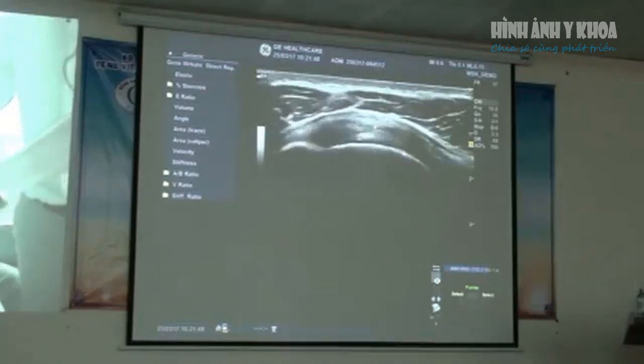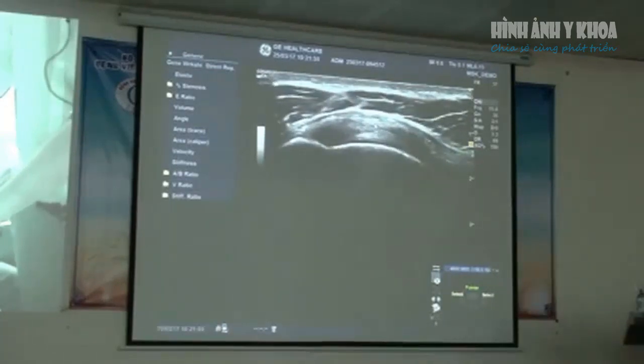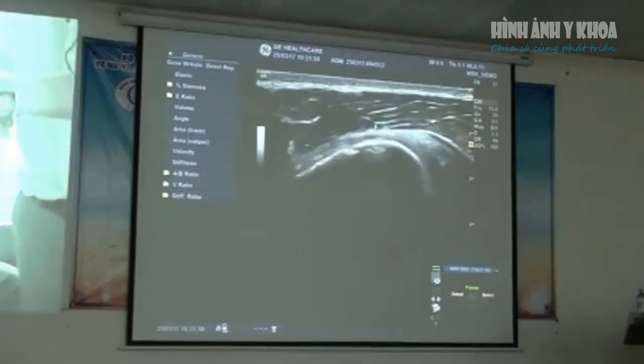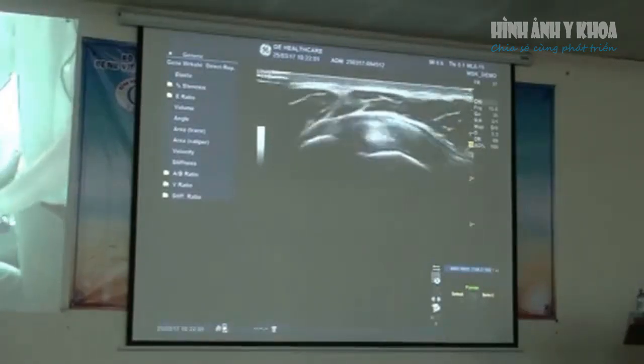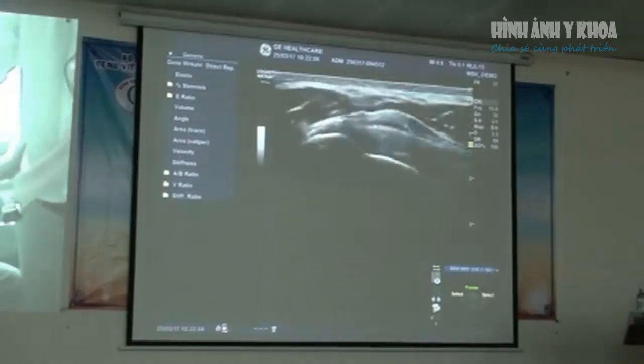Now ask the patient to raise their arm, and we will observe the tendon and the bursa sliding over each other. Essentially, you just ask the patient to bring their arm up, and then back down. So you just watch the tendons and the bursa sliding over each other.